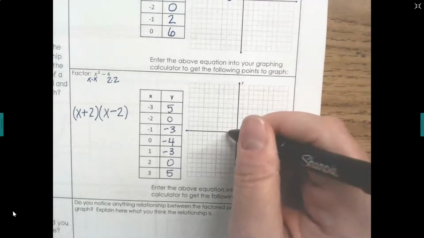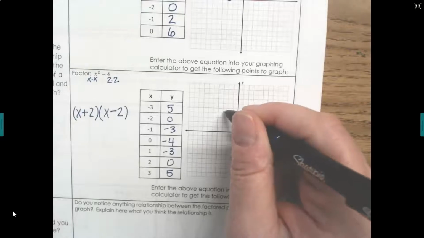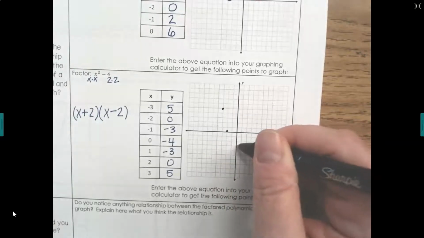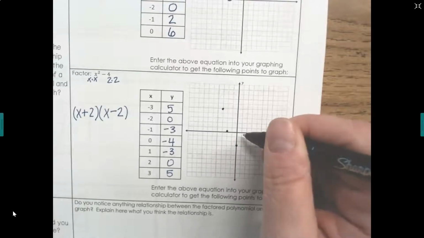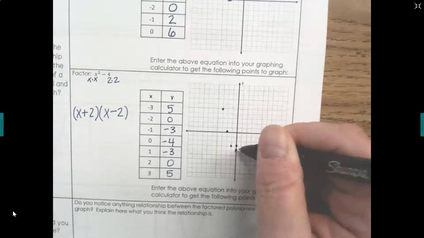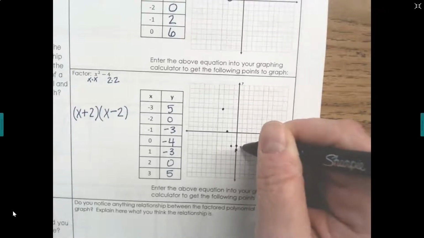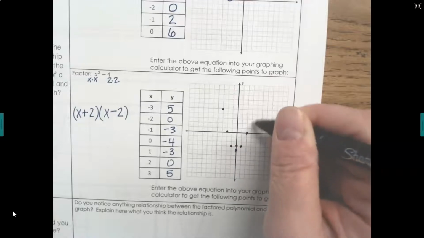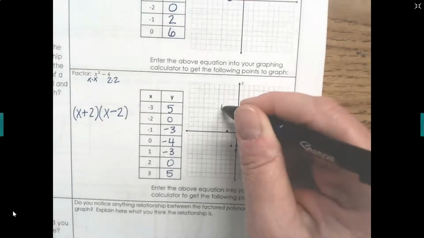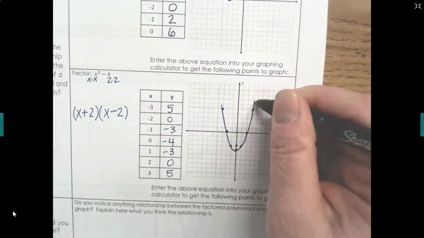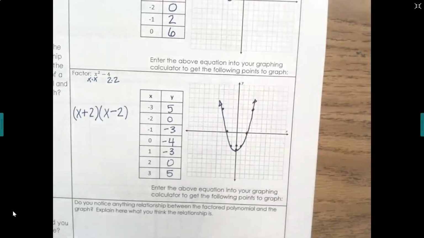So we have negative 1, 2, 3 up, 1, 2, 3, 4, 5. Negative 1, negative 3; 0, negative 4; positive 1, negative 3; 2, 0; and 3, 5. And we're going to want to do the same thing. We're going to come down. You don't want to make it a sharp point. You want to make it curve when it comes around. So we have this U-shaped graph.